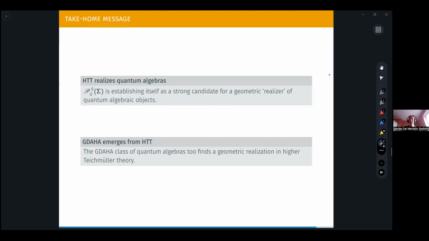What I can say about my work is that I can also throw GDAHA into the basket of these quantum algebraic objects, in the sense that GDAHA class 2 finds a geometric realization in higher Teichmüller theory, because we constructed the case of HT4, and also the novel realization for the case of E6, and I'm also working on finishing off the package by working out the case of E7 and E8.